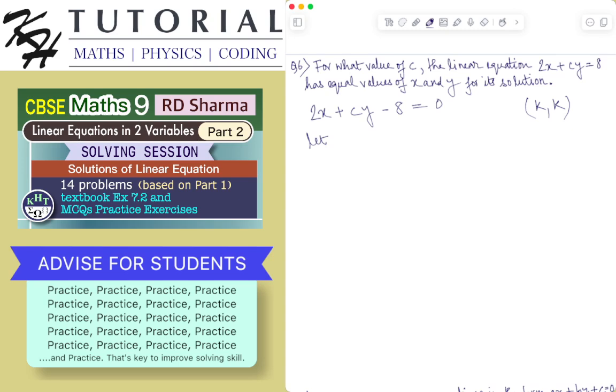So all the roots of the given linear equation will be of the form k comma k, where k is a real number. So let k comma k be a root of the given linear equation. We are naming it as equation 1. So we will satisfy this point in the given linear equation, because if an ordered pair is a root of a given linear equation, then the values of x and y should satisfy the equation. So we must have 2 into k plus c into k minus 8 is equal to 0.